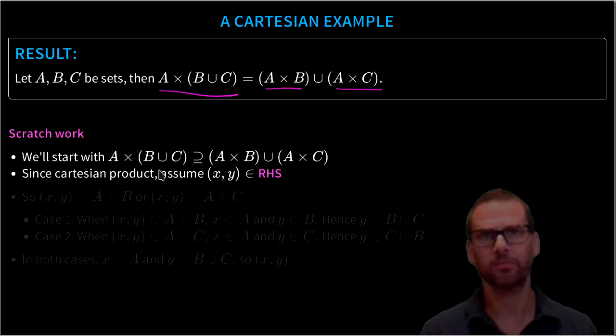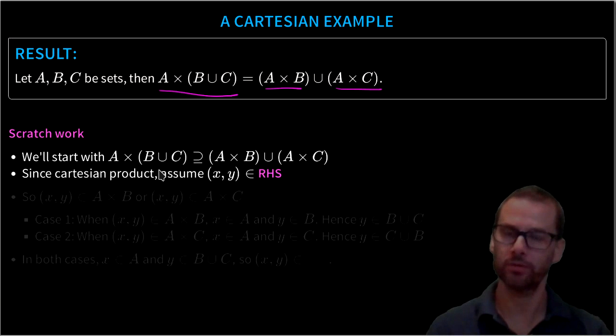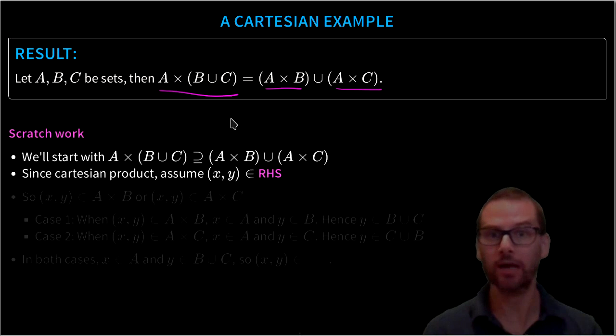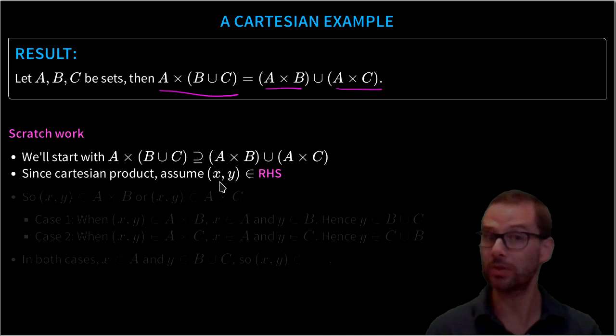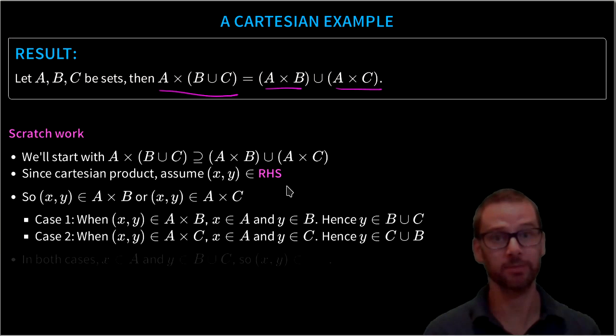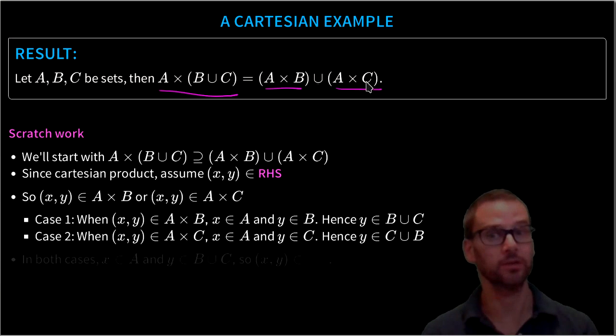Since it's a Cartesian product, I already know that the elements on each side are actually ordered pairs. So now rather than pulling out an element, say A, I'm going to pull out a Cartesian pair, because it's going to make it easier for me to understand where the first element comes from and where the second element comes from. So I'm going to pull x, y out of the right-hand side. Now, this is going to split into two cases because it's a union of two things. We know that x, y is in A times B, namely the first part of this union, or it's in A times C, the second part of the union. That naturally gives us two cases.